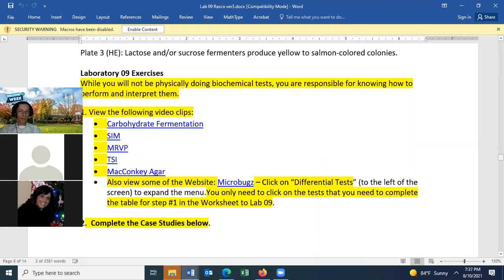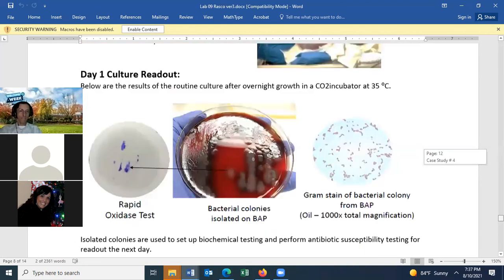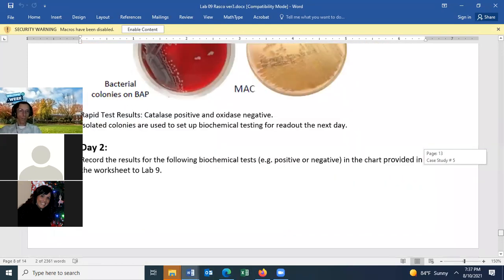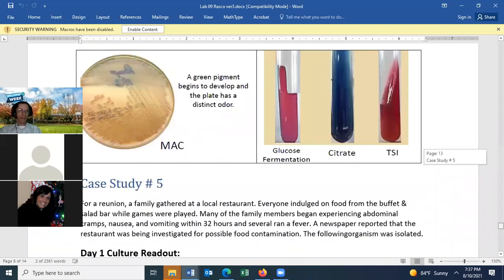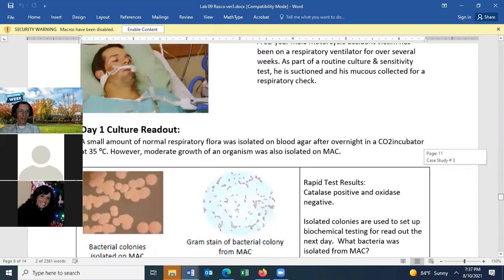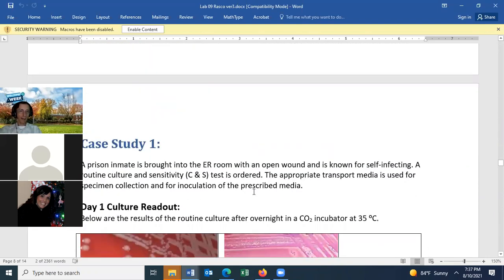And then you need to do the case studies. There are 5 case studies in this lab. So read each case study. They will tell you about the bacterial infection that somebody has. And then they will do different tests.